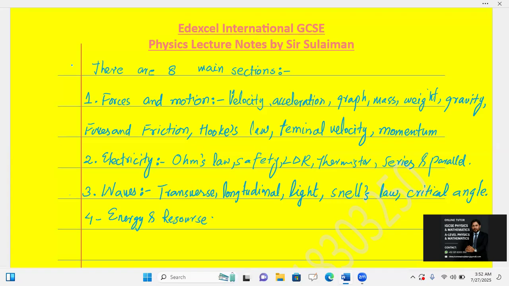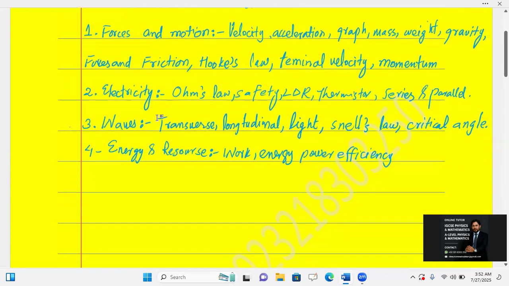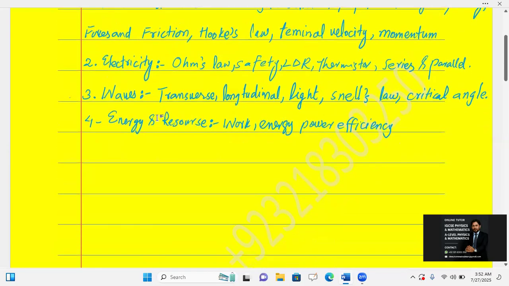Some resources are renewable, some are non-renewable, which can be used again and again. And work, energy, power, and efficiency will be discussed there, in which we will go into more detail later on. But try to be focused on the main formulas of this topic.